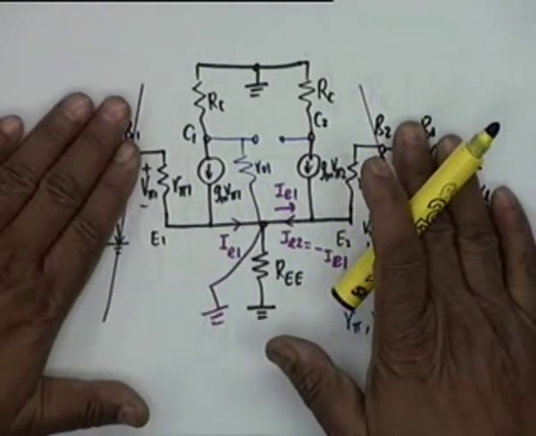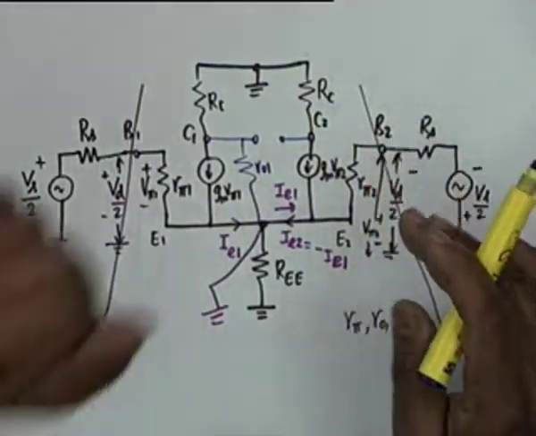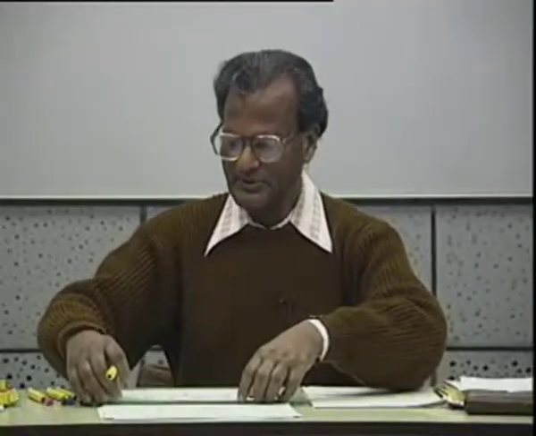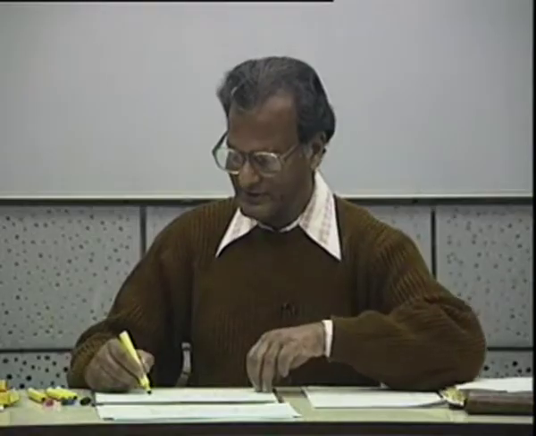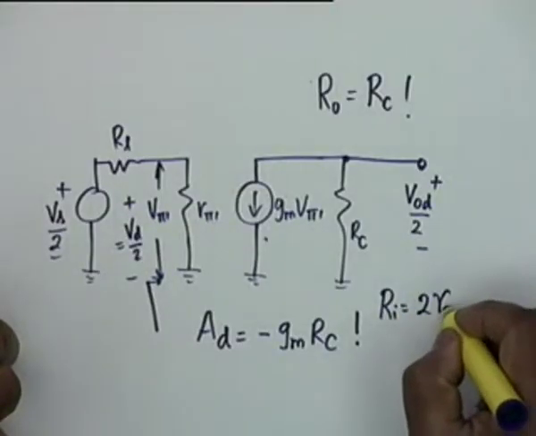And the source is a single source. So the input resistance, in one stroke of pen, I can write this as twice R pi.